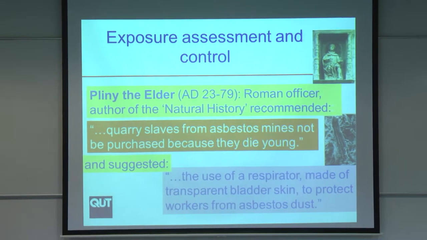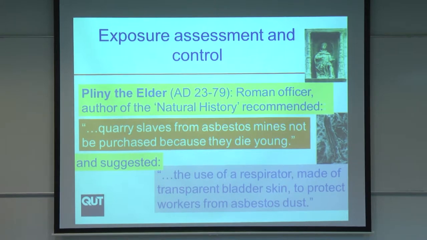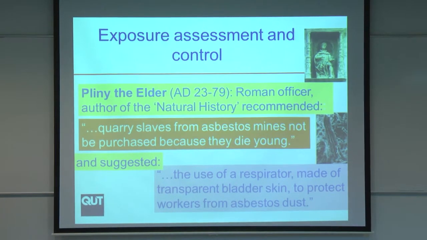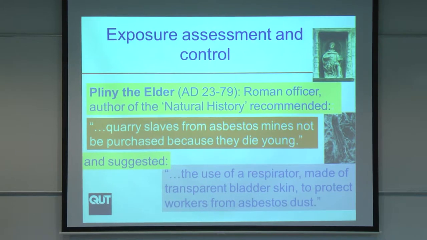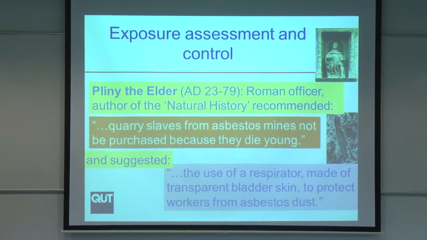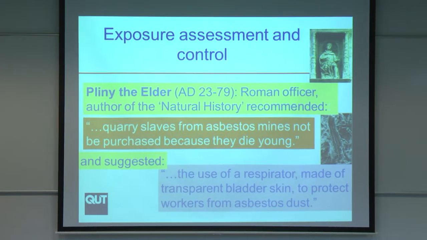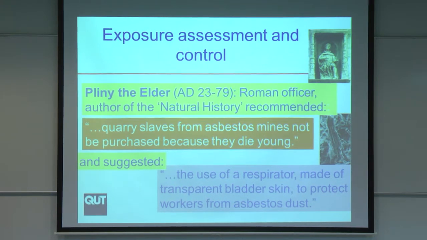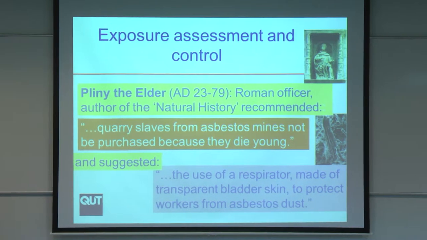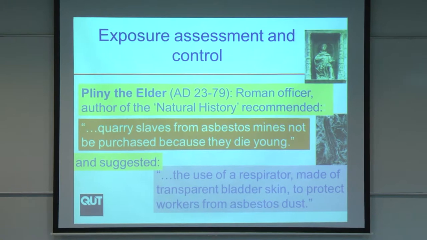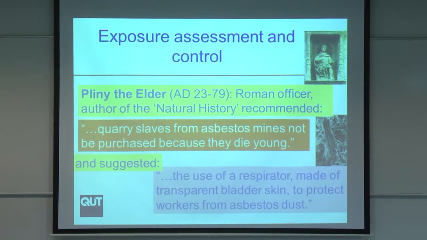Pliny the Elder, a Roman officer, suggested this: slaves from asbestos mines should not be purchased because they die young. So that's a qualitative assessment of exposure and risk, and he also suggested what to do to control this exposure. It's actually an interesting comment.